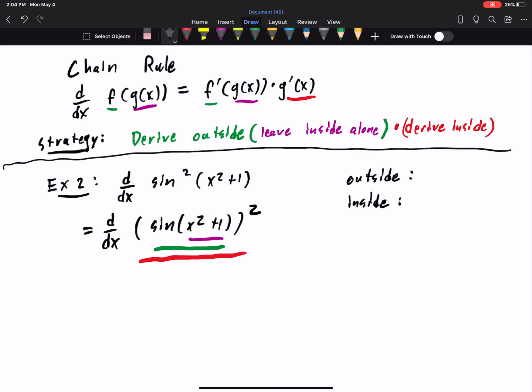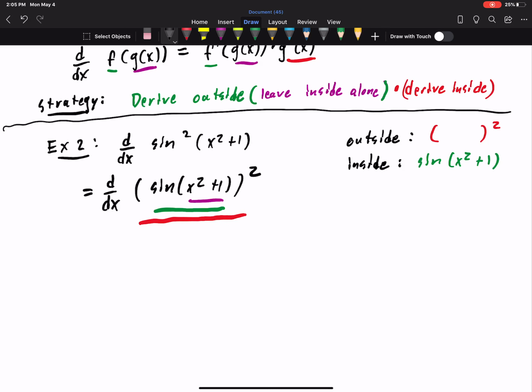So the outside function in this case is the red thing, the parentheses squared. What's inside that red function is the entirety of the sine stuff, so that's sine of x squared plus 1. That's what's inside the square. So let's use the chain rule as we normally would. Derive the outside: we just bring the 2 down in front of everything. Nothing unusual here. It's just 2 times blank to the first. Then you copy paste everything that's on the inside.